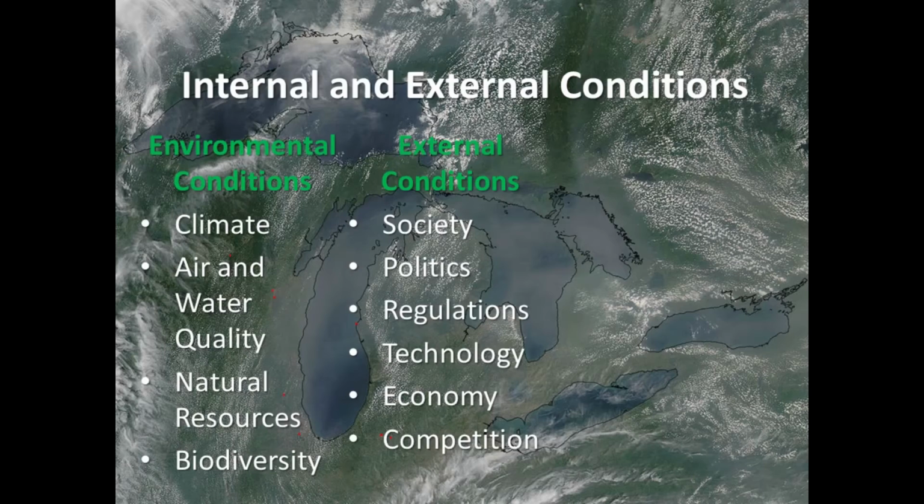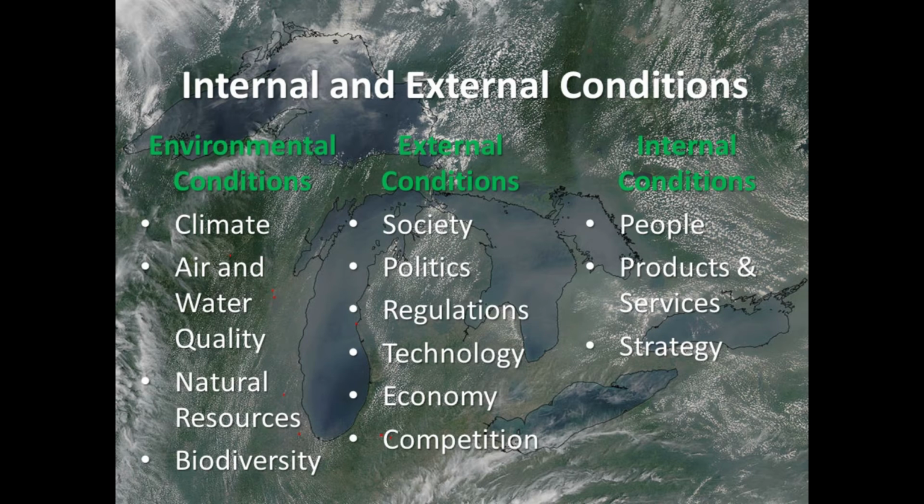The next big piece, and typically the one over which we have the greatest amount of control, is our internal conditions. Let's take a look at a few of those. Some of the organization's internal conditions include our people, our products and services, our business strategy, the culture of the organization, and of course, our finances.